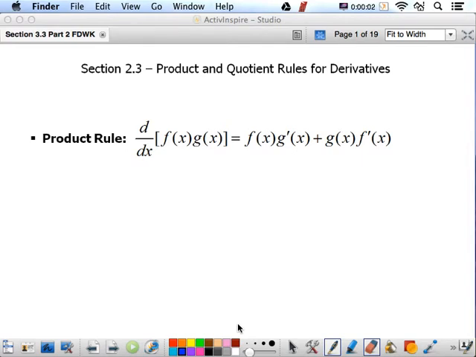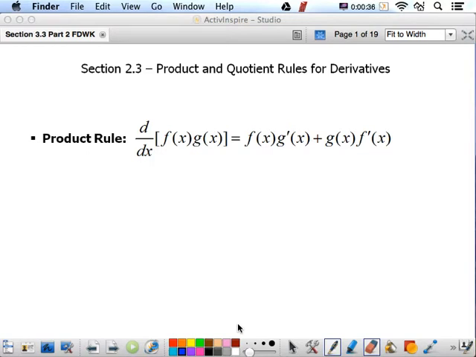Section 2.3 deals with the product and quotient rules for derivatives. Up to this point, we've only known the power rule, and the power rule can only be done to a single variable term to a power, with or without a coefficient. So if we've had anything that had parentheses in it or that had multiplication in it, we were forced to distribute first. The product rule and the quotient rule are the things that are going to allow us not to have to do all of that distribution, to just take it as it is and find the derivative from there.